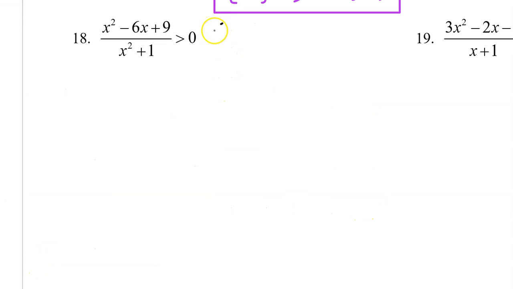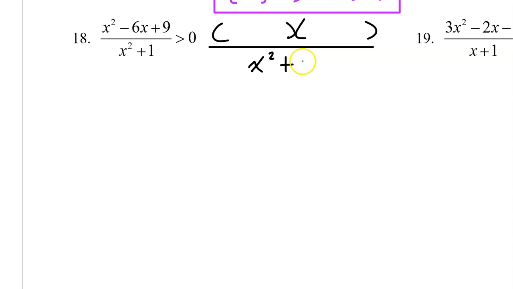Let us factor number 18. X squared plus 1 does not factor. The sum of two squares is unfactorable. So we will just leave this as x squared plus 1. But this trinomial will factor.